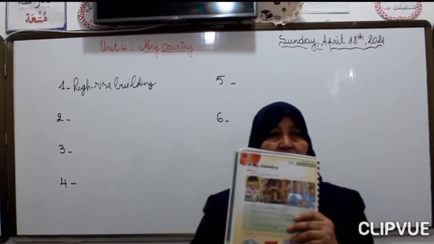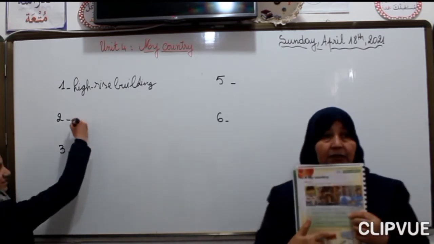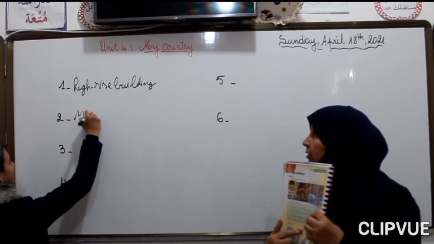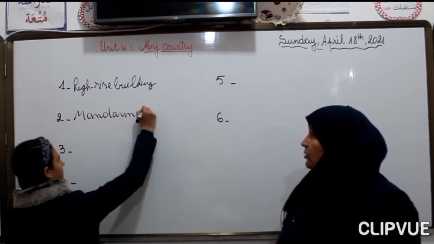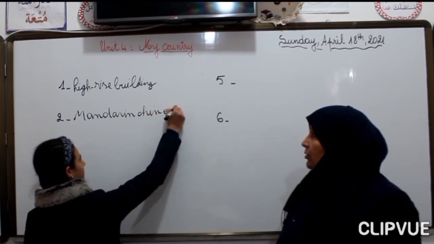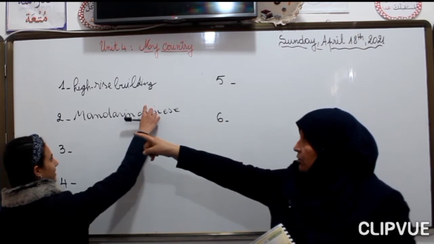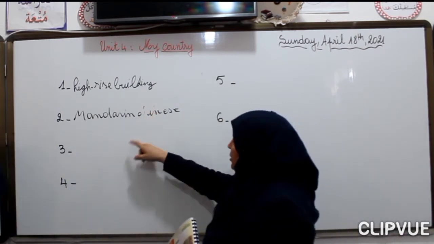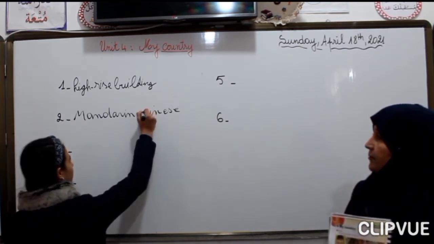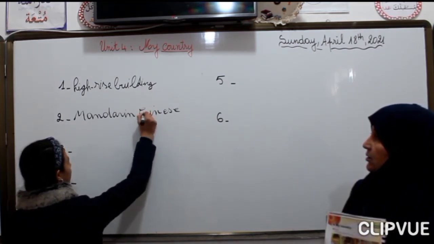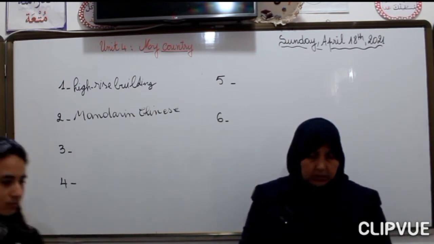Okay, number 2. Look, there is a flag. What's on the flag? Capital letter. Capital letter Chinese. Yes, it's Mandarin Chinese. Good. Okay, now number 3.